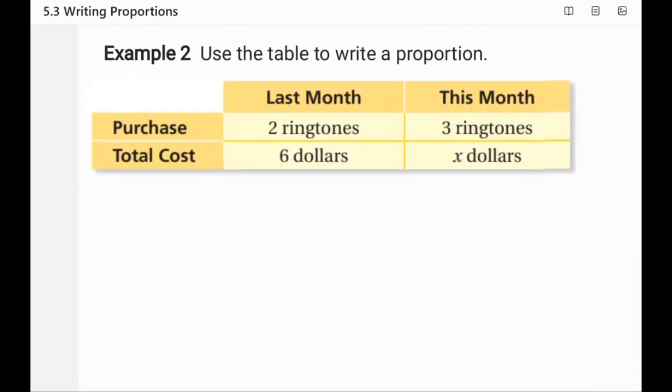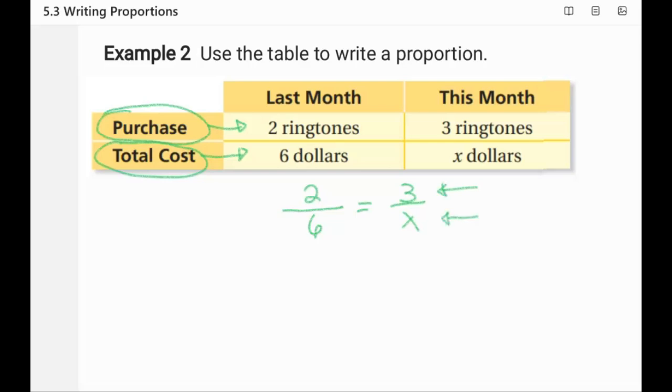Example 2 says that we have a table and we're going to write a proportion. Working with a table, this purchase part and the total cost, as long as they're the same units across this direction and across this direction, then we actually have our fractions set up. So our first fraction should be 2 over 6 and should equal 3 over x, because the numerators on the top part are purchase numbers and the denominator numbers are the total cost.